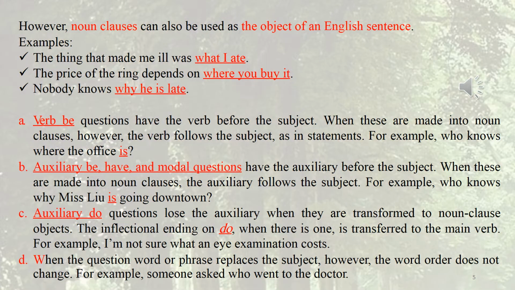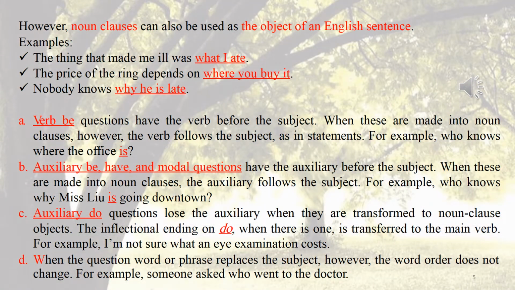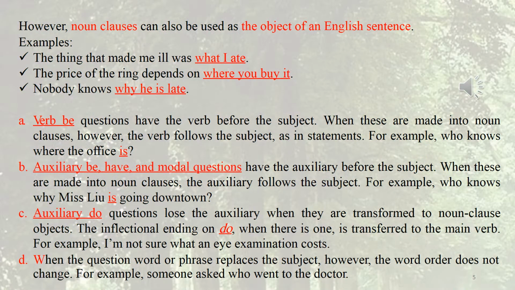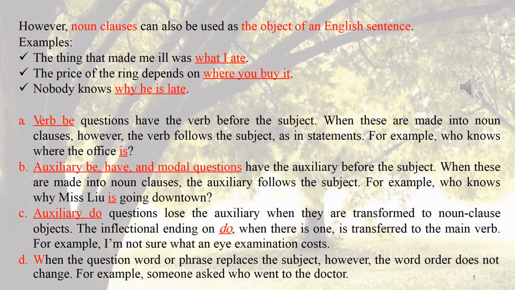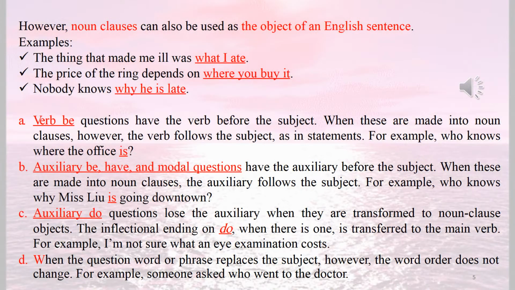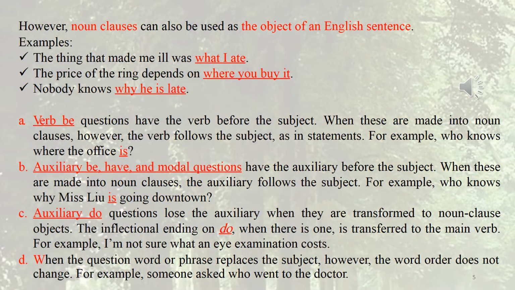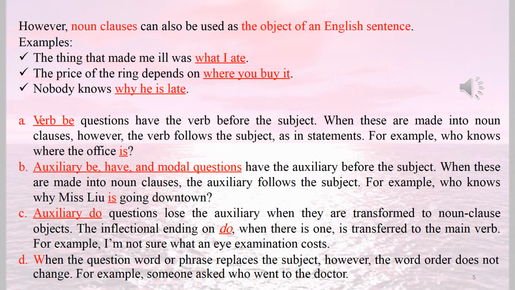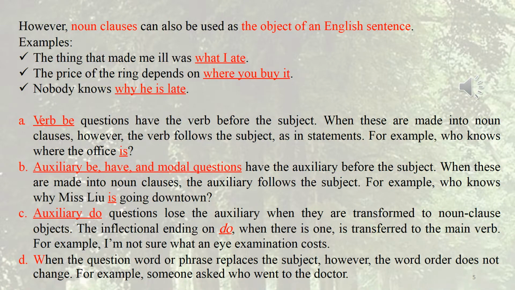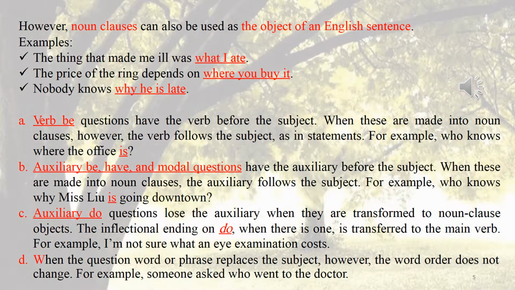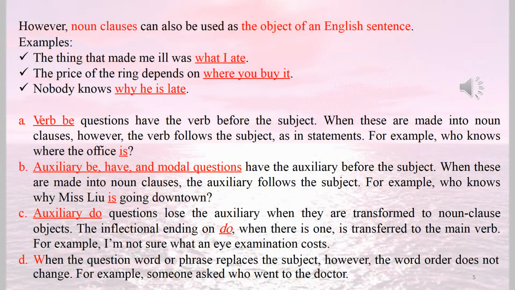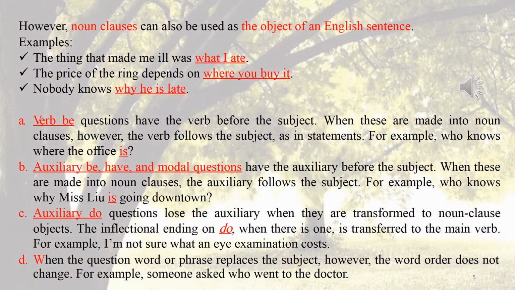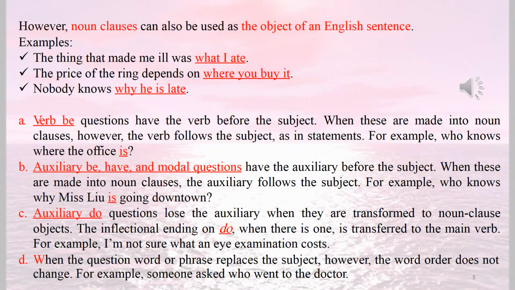A. Verb be. Questions have the verb before the subject. When these are made into noun clauses, however, the verb follows the subject, as in statements. For example, who knows where the office is? B. Auxiliary have and modal. Questions have the auxiliary before the subject. When these are made into noun clauses, the auxiliary follows the subject. For example, who knows why Miss Leo is going downtown?